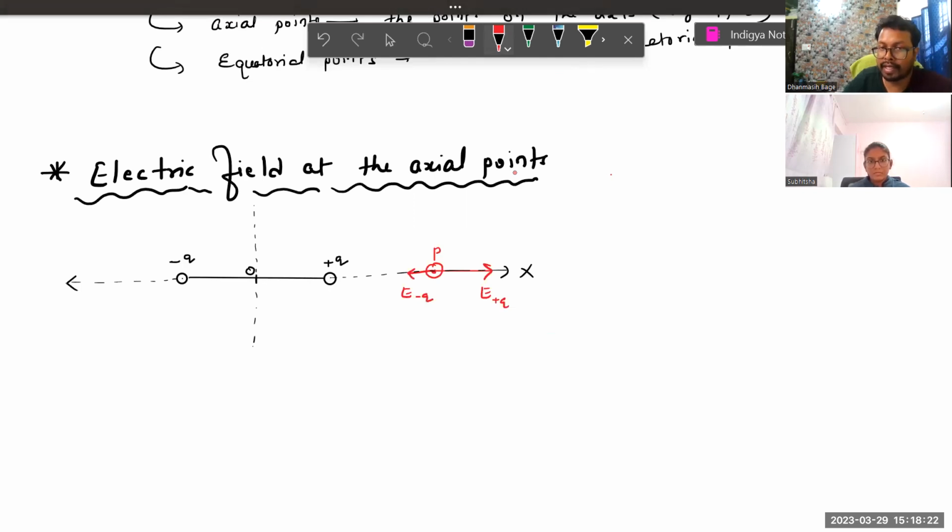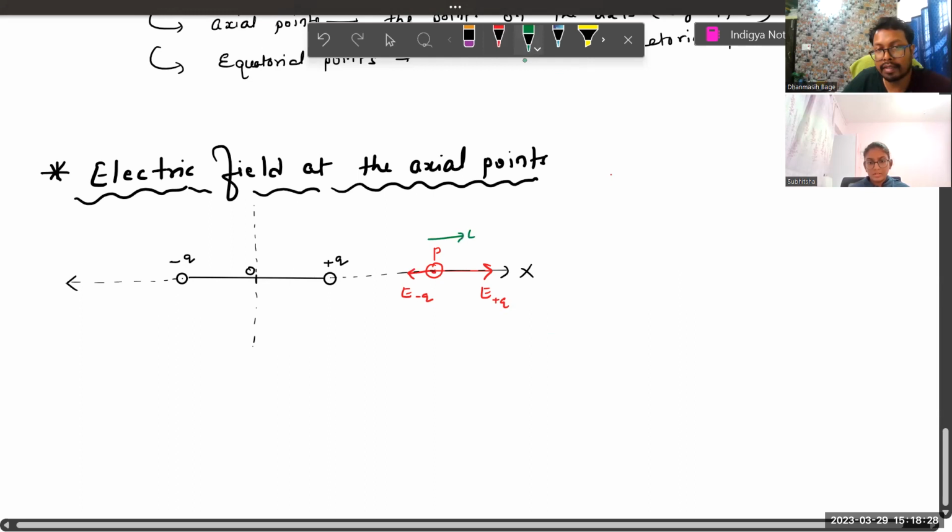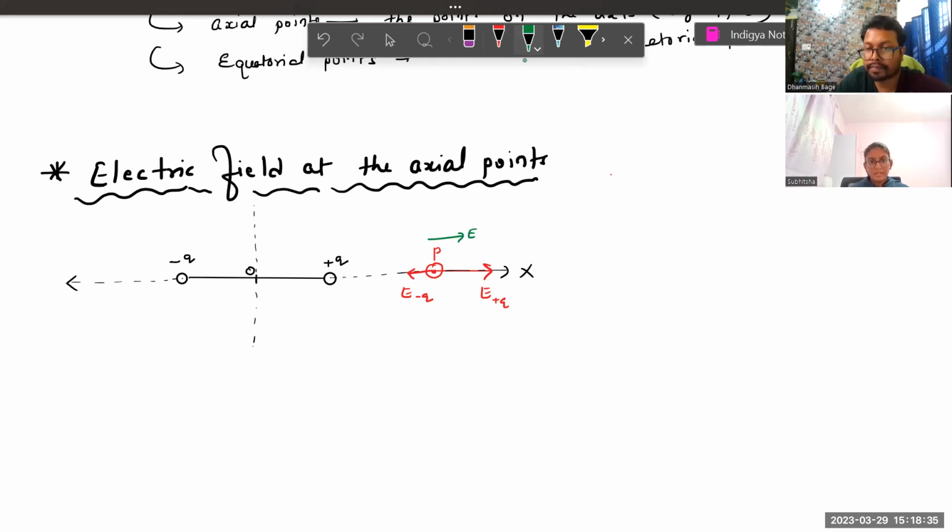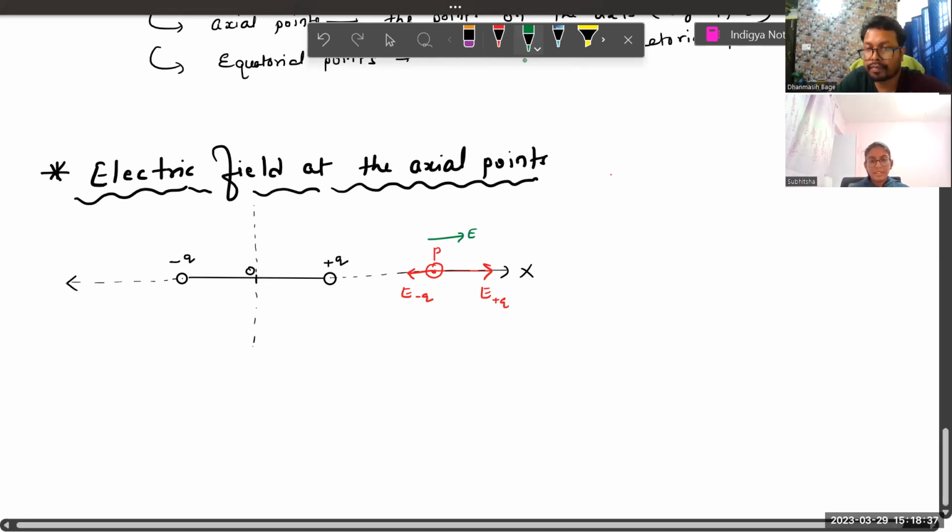Net electric field will be in which direction? Plus Q is greater, right? E plus Q is greater than E minus Q. So net electric field will be in this direction, isn't it? So every time, the net electric field will be in the positive direction.